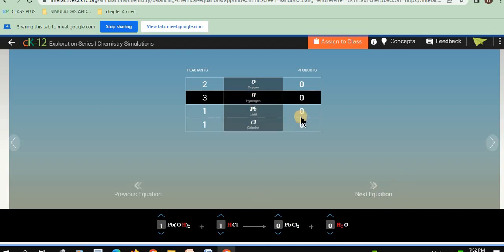Let us move ahead to the next question. Now, I want to ask you, what is the valency of OH? Minus 1. Right, absolutely right. Now, Pb, what is the valency of lead?